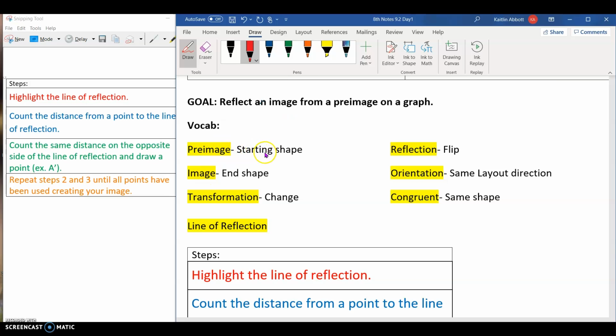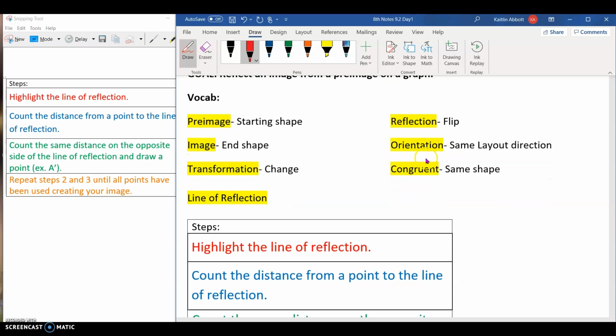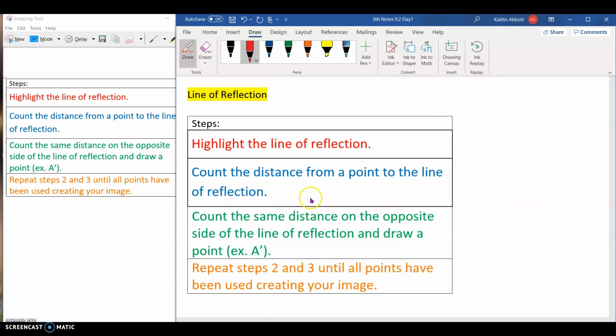You know what pre-image is. It's the starting shape. The image is the end shape. A transformation is just a change. So all these are transformations. Reflection just means we're going to flip it. Orientation, I showed you, is if it's the same layout direction. It's if it spins, is it still facing the same way? Congruent just means the same. Line of reflection, it'll be easier for me to show you what that is. It's basically the line where the shape is going to flip over.